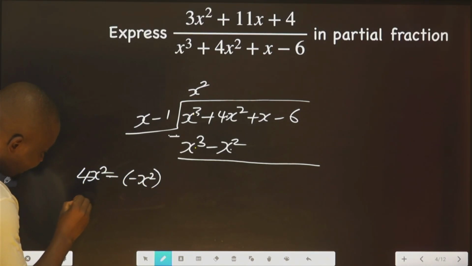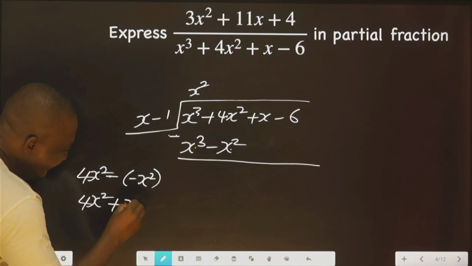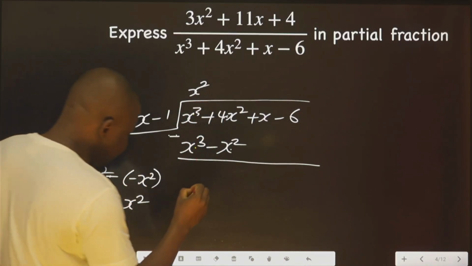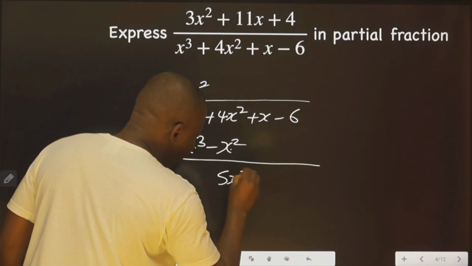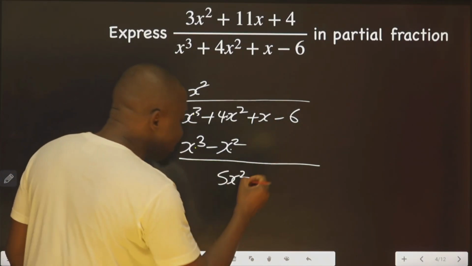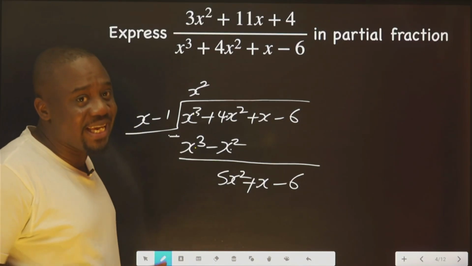That is 4s raised to the power 2. This multiplied by this is plus s squared. We add these two to have 5s squared. We put this here now, 5s squared, then we bring this down. We continue the process again.